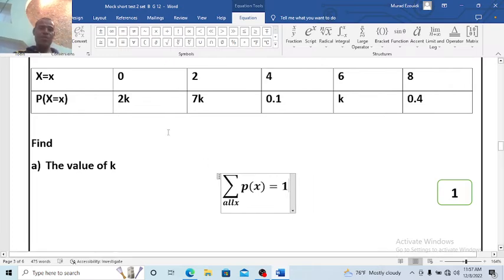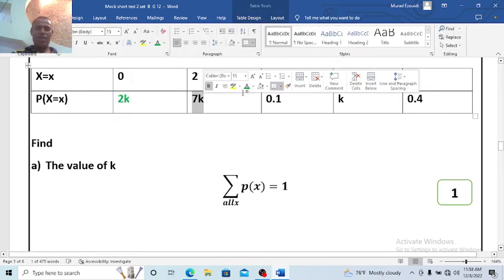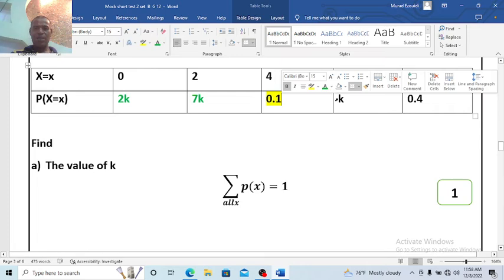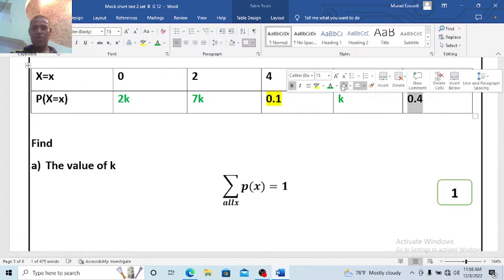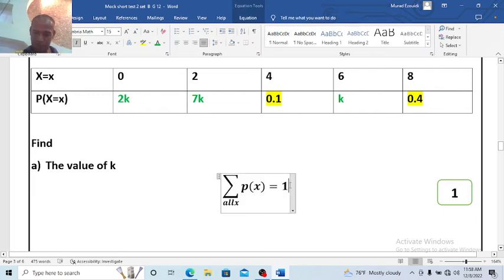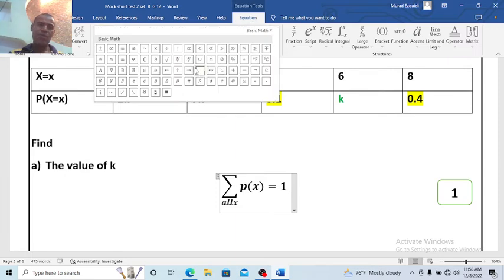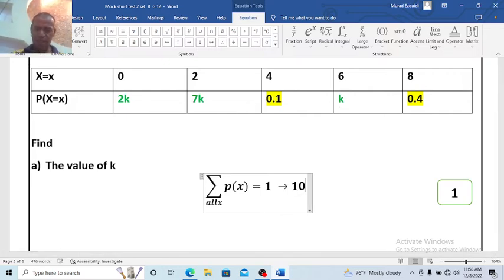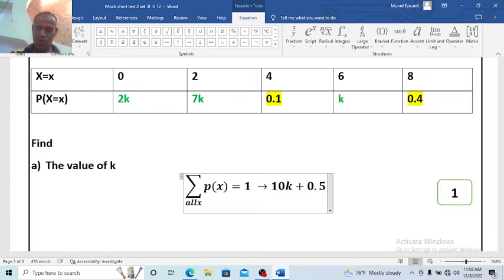Now means what? Means 2k plus 7k plus 0.1, plus k, plus 0.4 should be equal to what? Should be equal to 1. This will give us, learners, that 2k plus 7k plus k is 10k, isn't it? Then plus, you see 0.1 plus 0.4 is 0.5 equal 1.